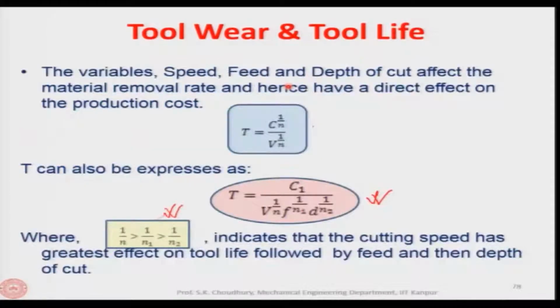And then we said that Taylor's extended tool life equation relates the tool life not only to the cutting velocity, but also to the feed and the depth of cut. Also, we said that on the tool life, the maximum effect will be of the cutting velocity, followed by feed and then by the depth of cut, because we have seen experimentally that the power of the velocity, 1 by n, is more than 1 by n1, which is more than 1 by n2. This is how we said it in the last lecture.